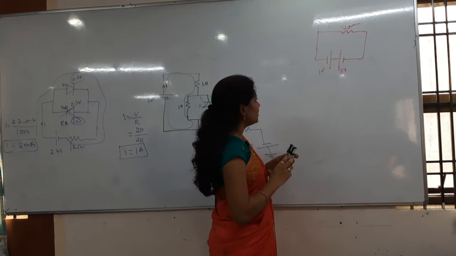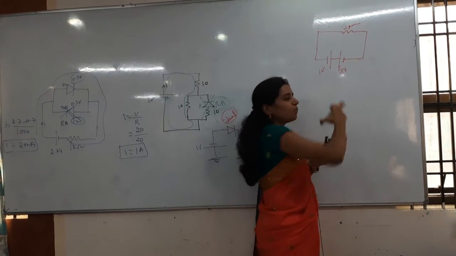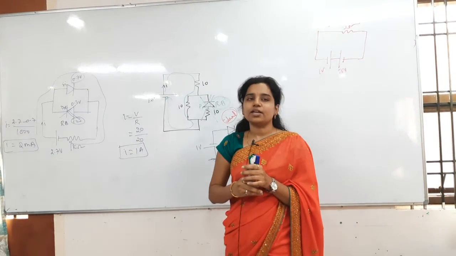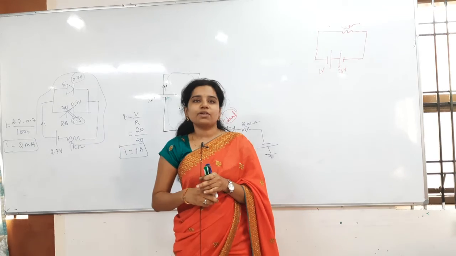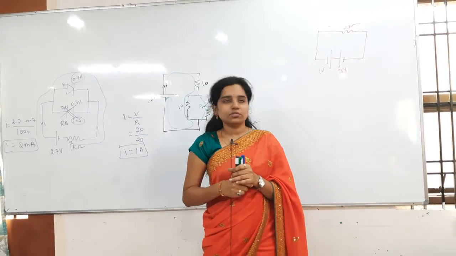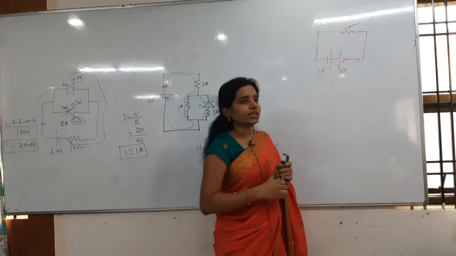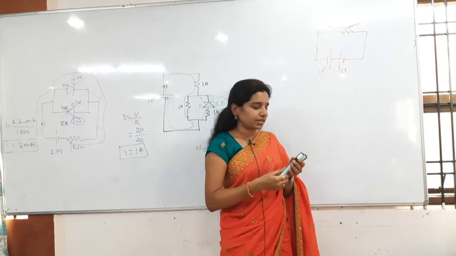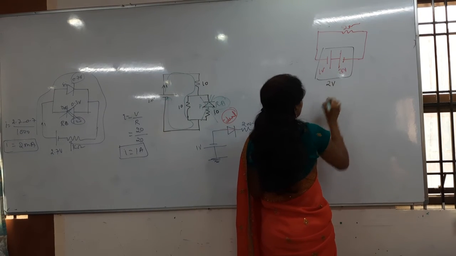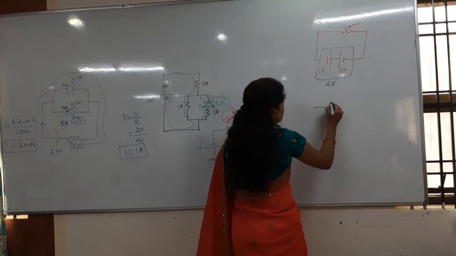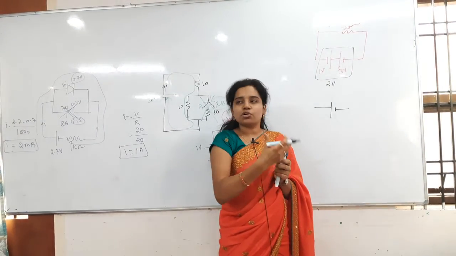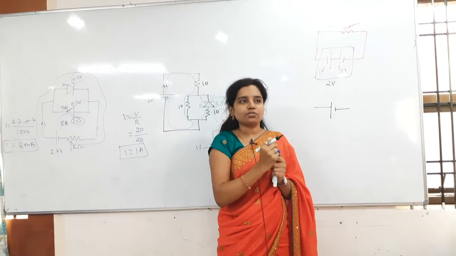Now whenever I connect the batteries in opposite polarities, what happens? What will you get? Net EMF is how much? E1 minus E2, or E1 plus E2? E1 minus E2. Here E2 is greater, so we get E2 minus E1. So the net voltage here is only 2 volts. The 2 volts will be in the direction of the battery with more voltage; in the same direction the net voltage will be there.